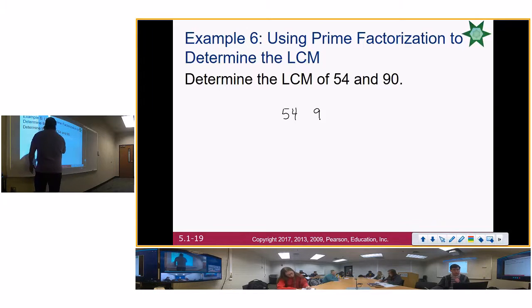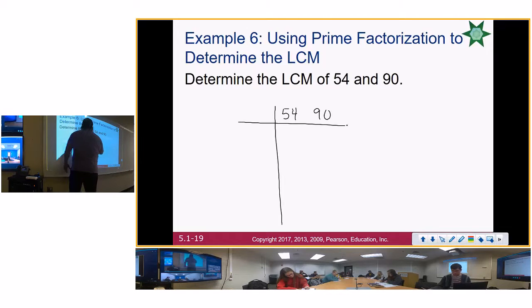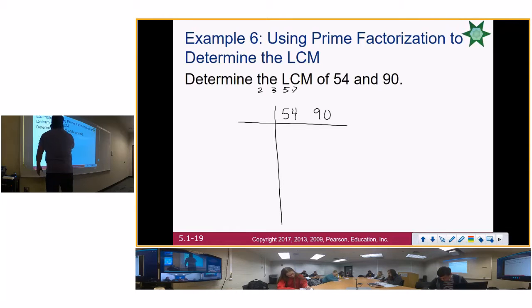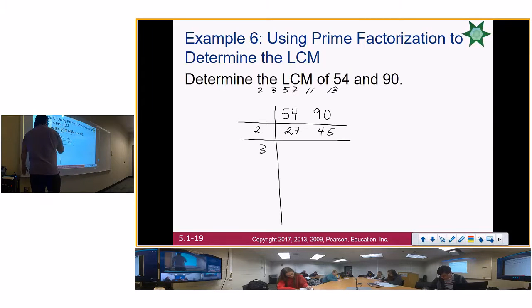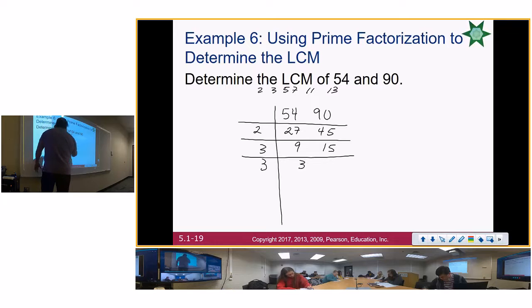So 54 and 90. First thing you do is go ahead and find the greatest common divisor first, like you've been doing. 2, 3, 5, 7, 11, and sometimes 13. So we already did this, but we're going to do it again. 2 gives us a 27 and a 45. 3 will give us a 9 and a 15. 3 will give us a 3 and a 5.